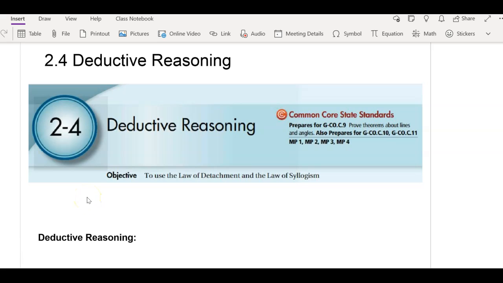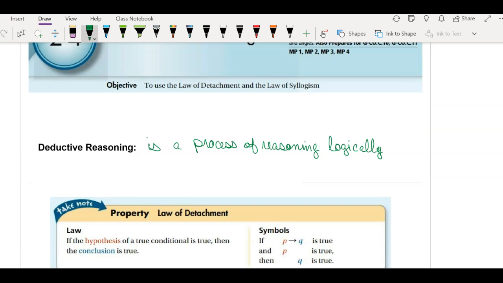So this is section 2.4, deductive reasoning. When we finish, I want us to be able to use the law of detachment and the law of syllogism. So let's begin with the definition of deductive reasoning. Deductive reasoning is a process of reasoning logically from given facts to a conclusion.